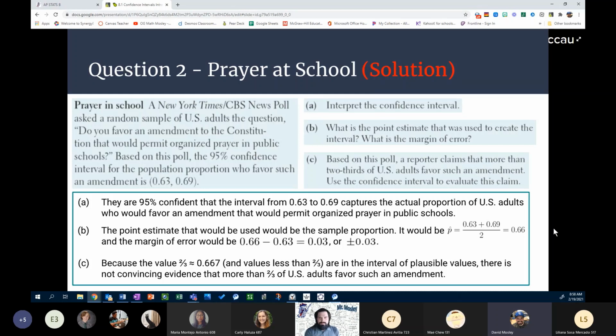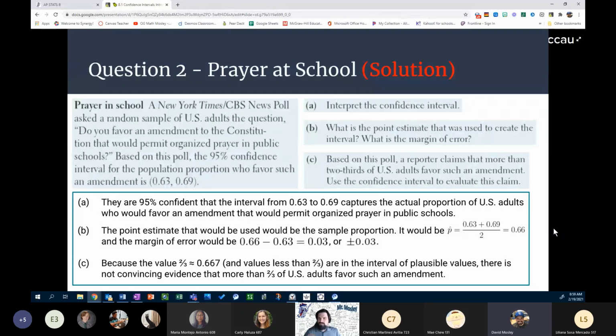Part B, the point estimate that would be used would be the sample proportion. Okay, so saying what is our point estimator, sample proportion. The value of that point estimate would be 0.66. It is the midpoint, or directly in the middle, of our interval. Because the interval is 95% confident, that means we're 2 standard deviations to the left and to the right of the point estimate. So it's right in the middle, so we do 0.63 plus 0.69 divided by 2, we get 0.66. Margin of error would be 0.03, or plus or minus 0.03.